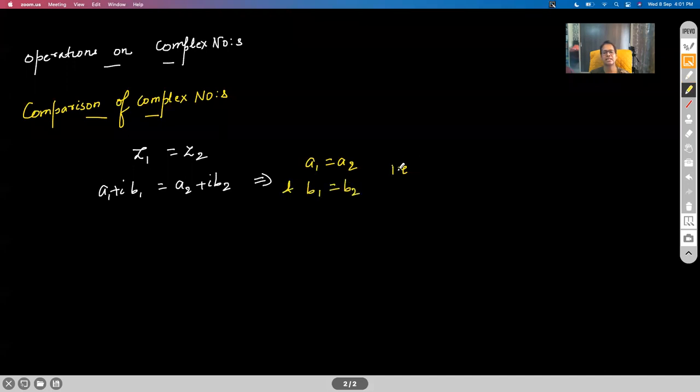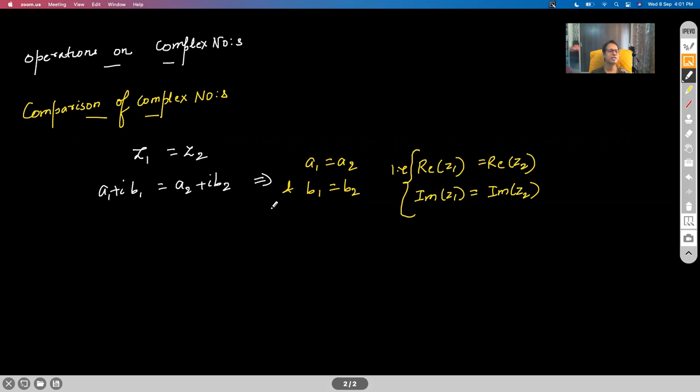That is to say, the real part of Z1 should be equal to the real part of Z2 and the imaginary part of Z1 should be equal to the imaginary part of Z2. Only when these two conditions are simultaneously met, you can say one complex number is equal to the other. However, a very good thing here is that there is nothing like inequality of complex numbers. So this operation is invalid. Please do not write such operations. In fact, you cannot say greater than or equal to also.